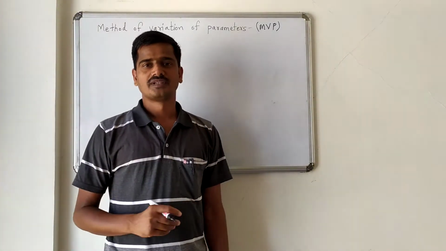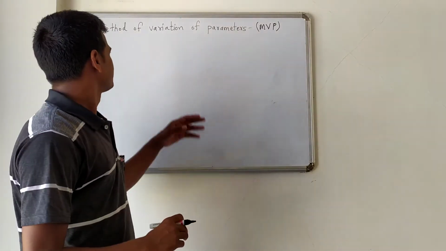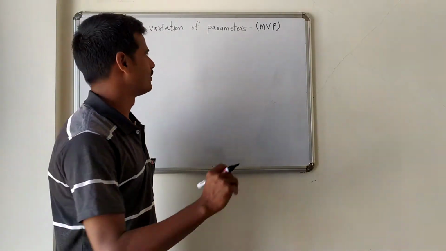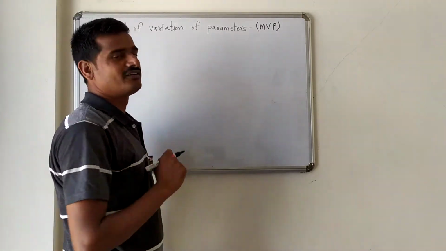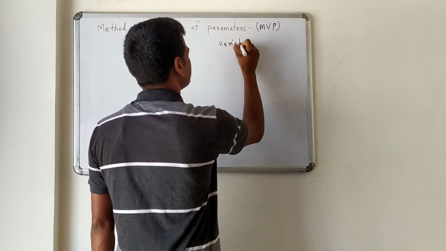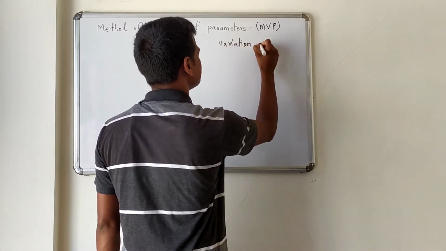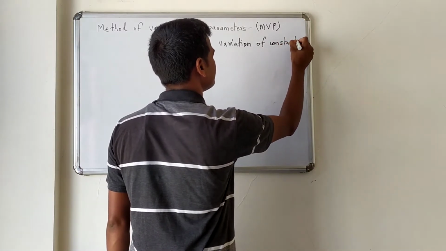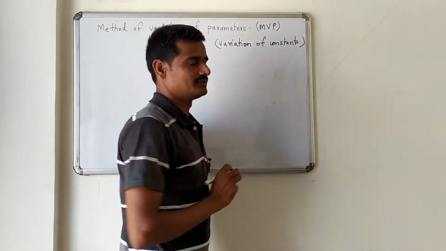Hello everyone. In this lecture, we are going to discuss the method of variation of parameter, or it is also known as the method of variation of constant. I write here: method of variation of constant. This is also another name for this method.